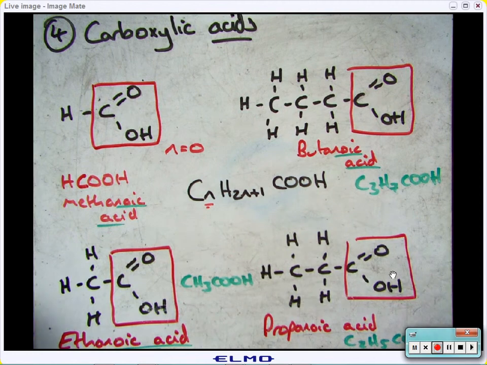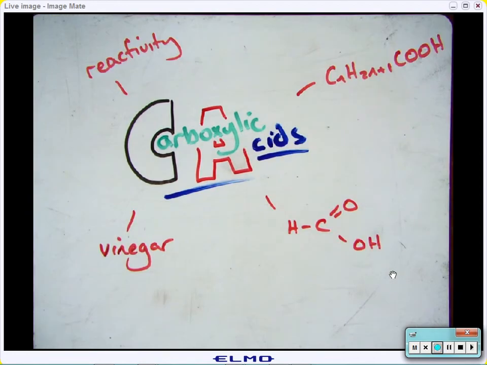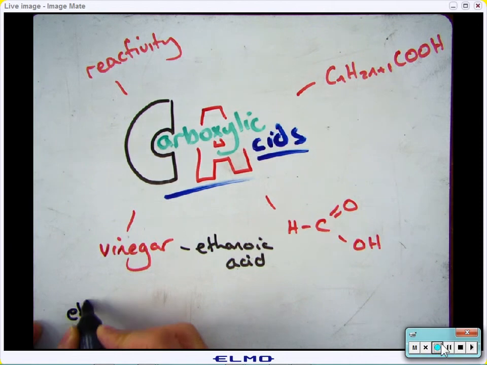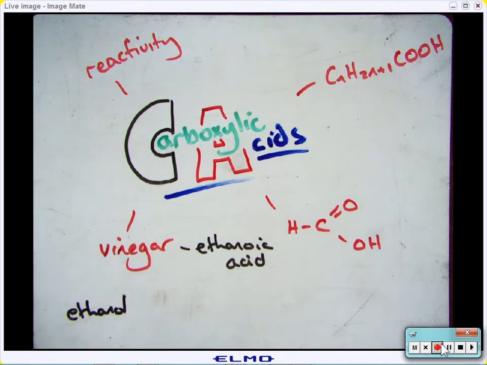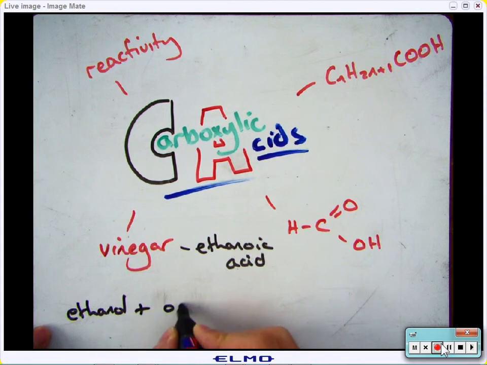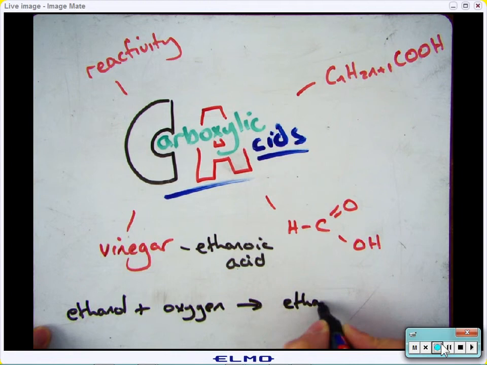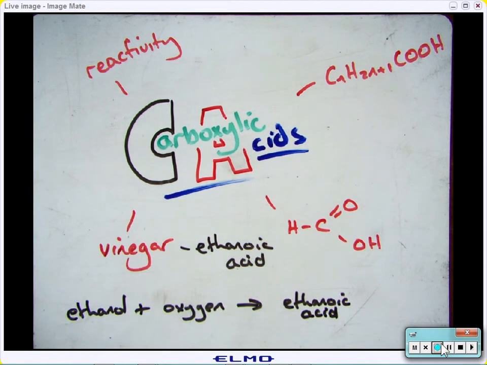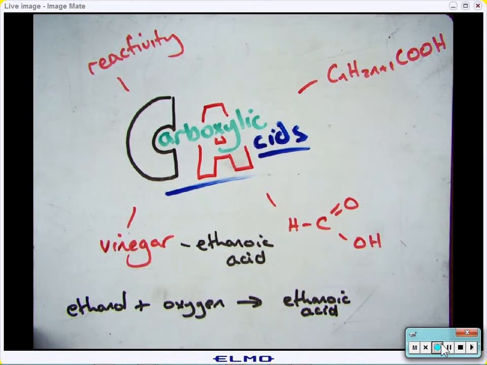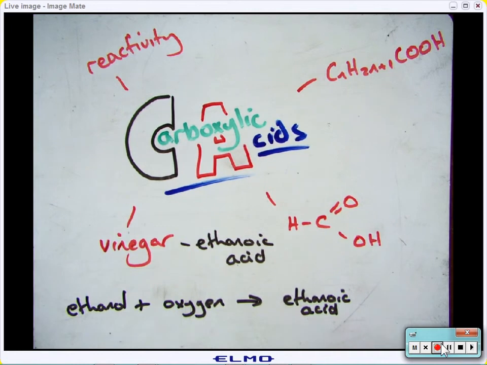What this video is going to have a look at is the reactivity of carboxylic acids. Now, another name for vinegar is ethanoic acid, which is the first one that you have been looking at. You'll have also perhaps picked up on the video on alcohols that if you take ethanol and leave it in the air for too long with oxygen, it will produce ethanoic acid. So any spirits, any alcohol that you leave out in the air eventually will turn into ethanoic acid, which is vinegar.